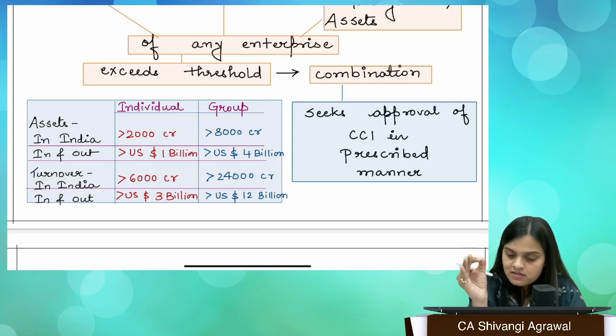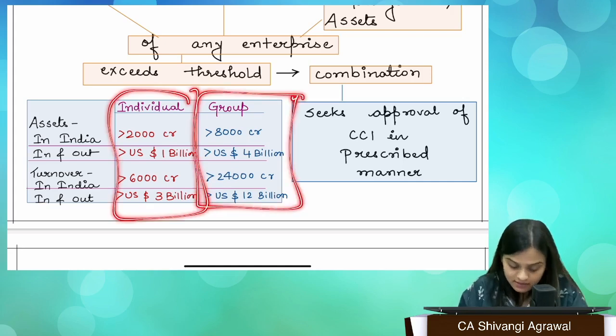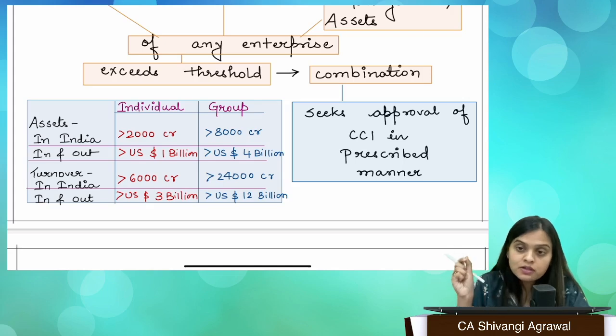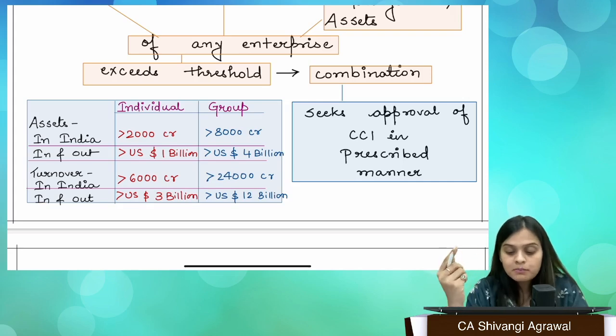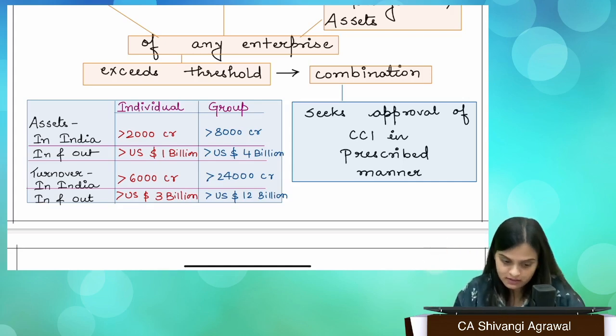So the combined assets of the enterprise, if they exceed 2000 crores in India, or the combined turnover exceeds 6000 crores in India. Fine. Firstly, write about individual. Secondly, write about group. Then first line you have written. Then if the enterprises have assets or turnover outside India also, then the combined assets exceed 1 billion US dollar, or the combined turnover exceeds 3 billion US dollar. Okay, so that is how you will write it. Fine.